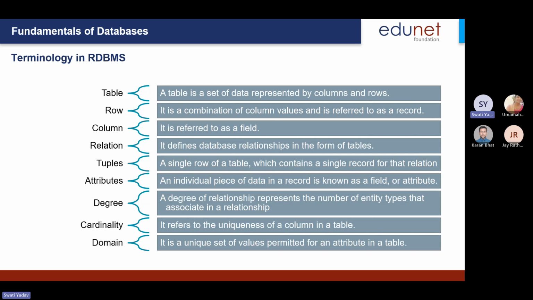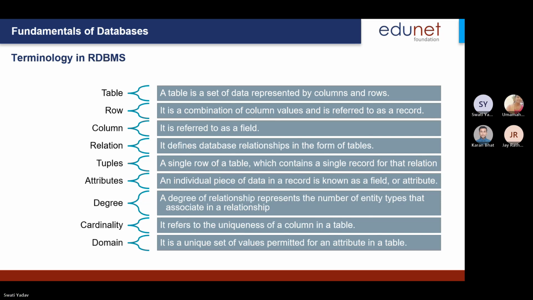Then you have tuples. A tuple is again a single row which exists in a table, which contains only a single record. So when I say the tuple contains only one record, you're dealing with one record, like ID one, name Swati Yadav, and age, let's say, 28. That's your one tuple, one single record. What are attributes? Any particular one field that you're talking about is termed an attribute.